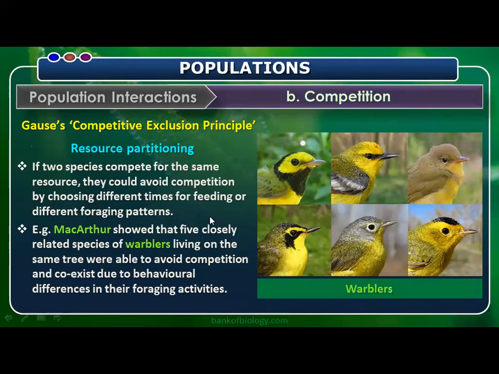MacArthur is a scientist who showed this particular resource partitioning in the case of warblers. He showed that 5 closely related species of warblers living on the same tree were able to avoid competition. They are not fighting each other. They were able to avoid competition and coexist due to behavioral differences in their foraging activities. This goes against the competitive exclusion principle, to be remembered.